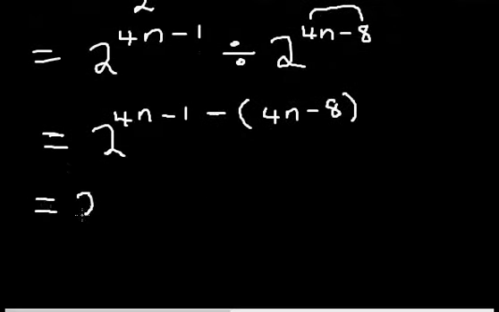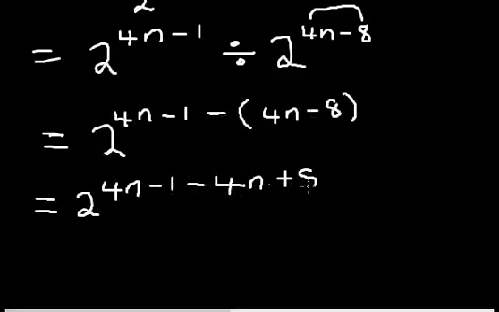So this is going to be equal to 2 raised to the power of 4n minus 1. Then minus into 4n, definitely that's going to be minus 4n. Minus into minus 8, that's going to be plus 8. Collecting like terms, you know very well, 4n minus 4n, they are like terms, that gives me 0. So I'm left with minus 8 plus 8, and of course minus 8 plus 8 is 7. So I'm having 2 raised to the power 7.